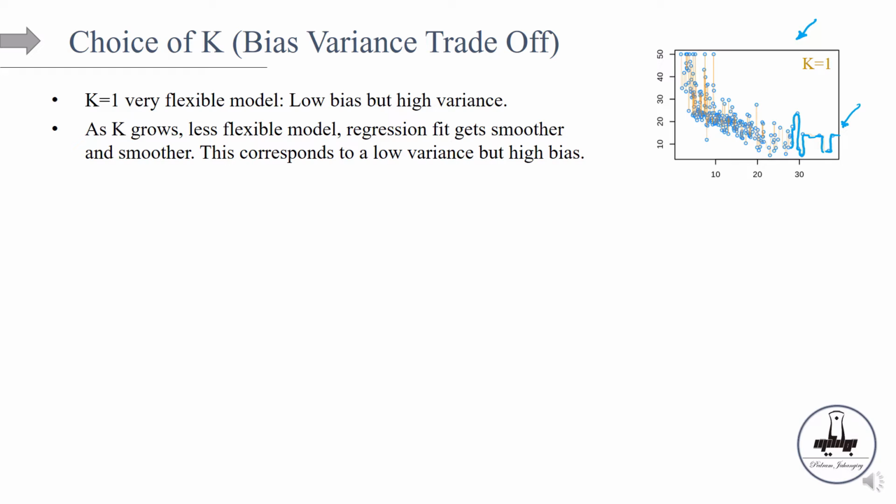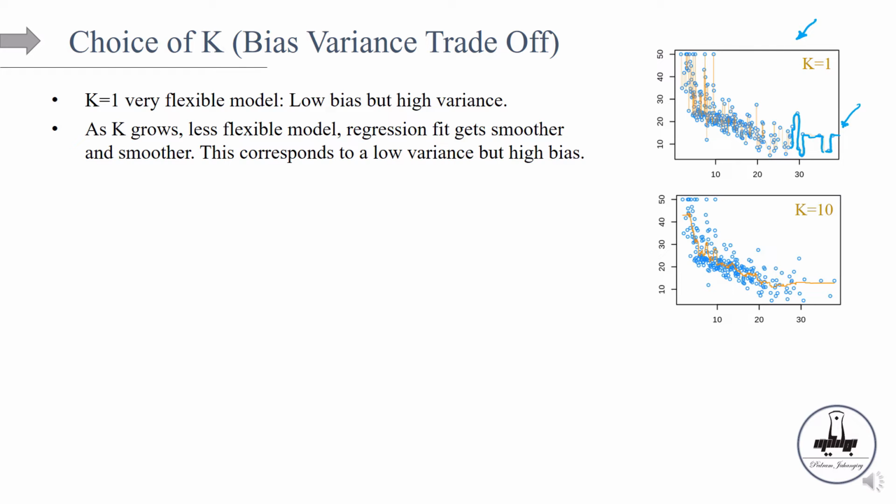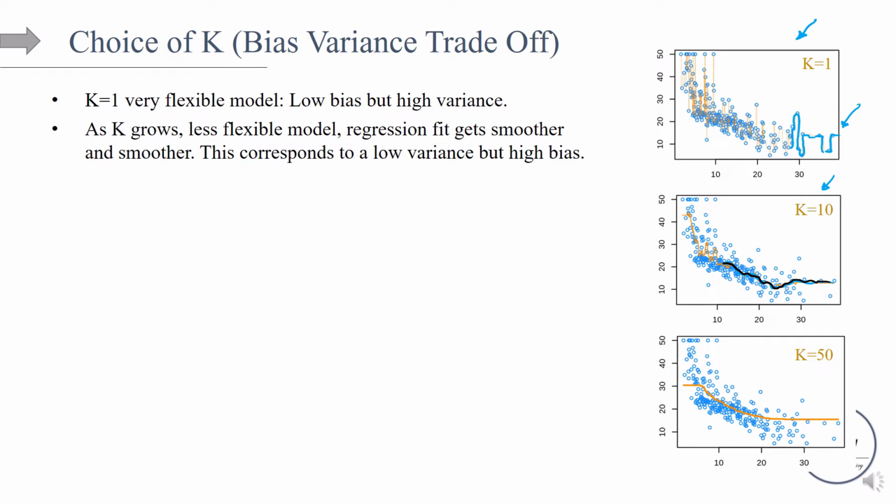Now as k grows, we deal with a less complex model, and the regression fit is going to become smoother and smoother. This corresponds to low variance and high bias. Okay, so let's say k is equal to 10, and as you can see, this regression line is smoother now. But compared to linear regression, it's still going to be very, very jagged, right? It goes up and down. Then let's say k is equal to 50. So this is a lot smoother compared to k equal to 10, right?